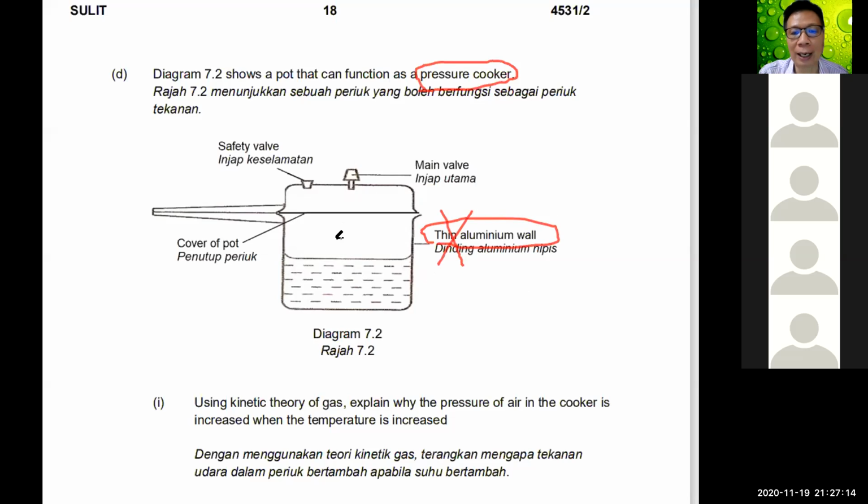Okay, now we see the question. Using kinetic theory of gas, explain why the pressure in the cooker increases when the temperature increases. Now they ask you, why when you heat it up, the pressure inside becomes higher? Using the molecules to explain. Kinetic theory refers to the molecules, how the molecules move. Why when the temperature is high, the pressure becomes higher?